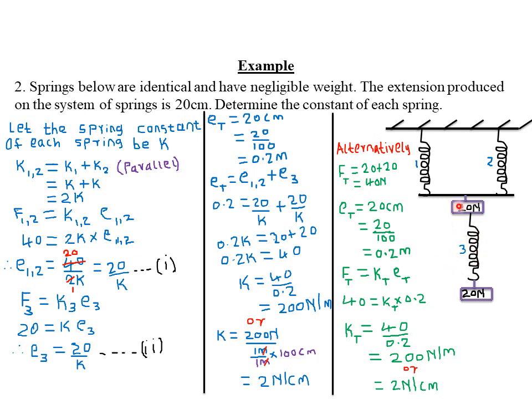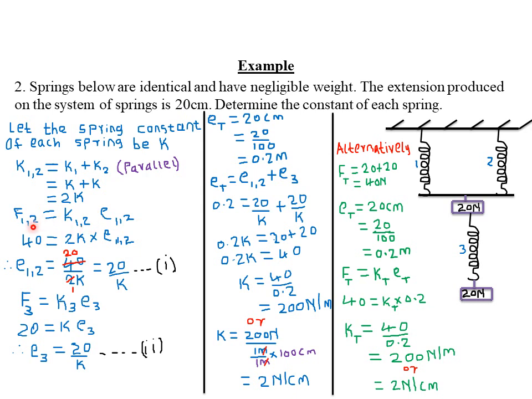Then if we add the extension due to the combined 1 and 2 and 3, it should be equivalent to the total extension. So our task here is to find the two equations representing the extension, then we equate the summation of those two values to 20 centimeter or 0.2 meter, which is the SI unit for length.